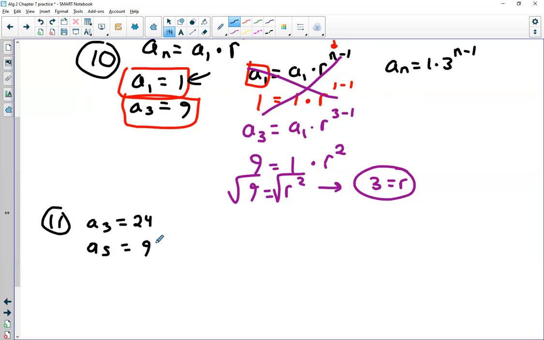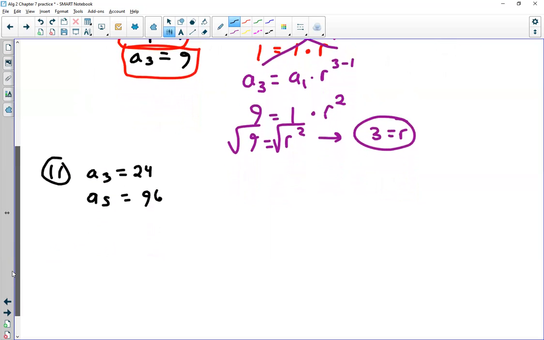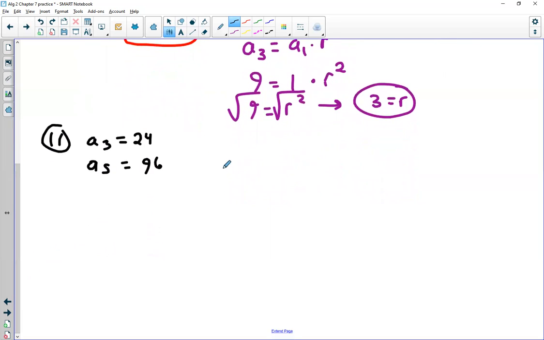A5 is 96. So 6 minus 24, 5 minus 2. No, this is not arithmetic, this is geometric. So you can't do the y1 minus y2. Instead, what you're going to do is first set up both equations, or when you substitute. So 24 equals A1 R to the 3 minus 1. Also, 96 equals A1 times R to the 5 minus 1.